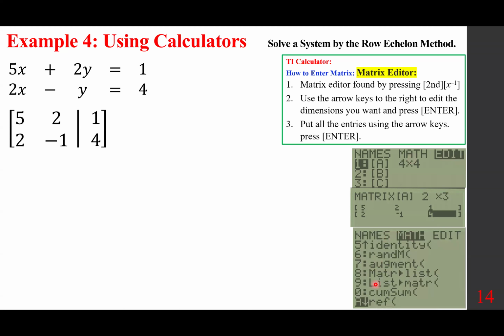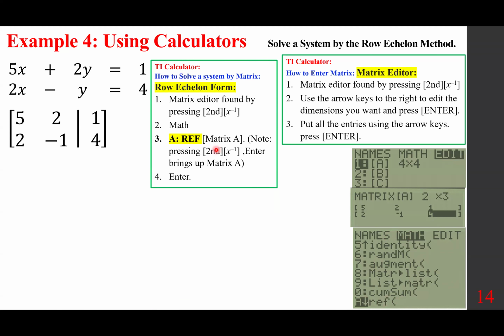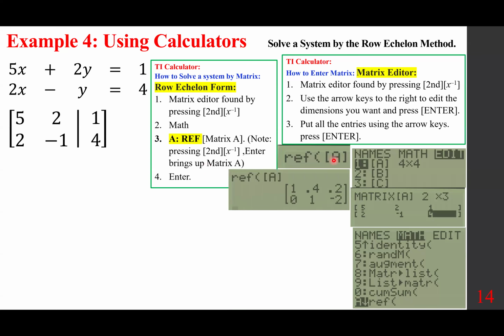And when you go to math, down here, this says REF, row echelon form. This is the A part. And I'm explaining here, A is REF. So you got to put REF matrix A. That means pressing second x to the power -1, enter, brings up matrix A. So REF matrix A will give you this. And that's the same answer that we had before, but it's in decimal format. It doesn't matter.